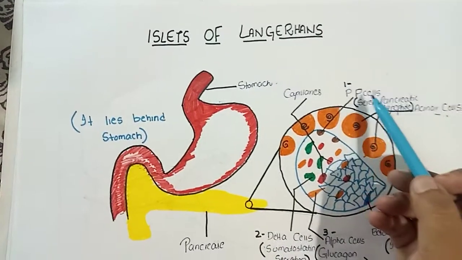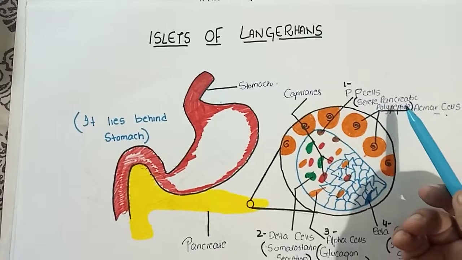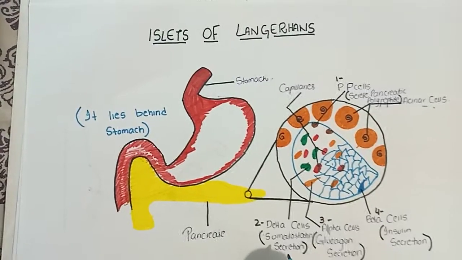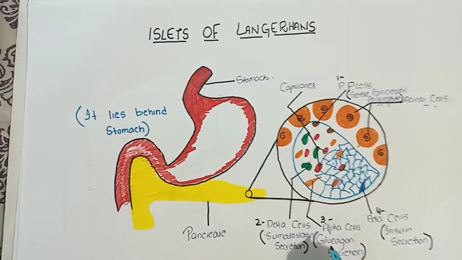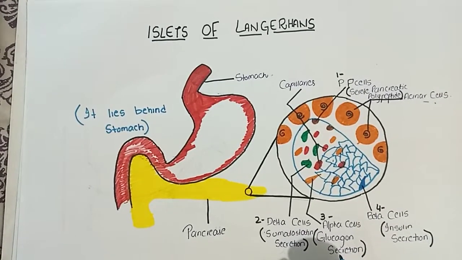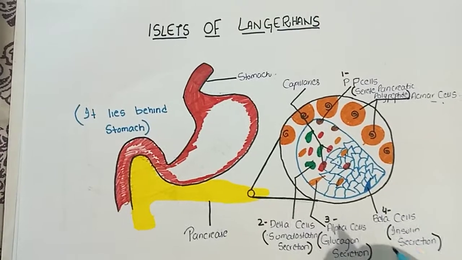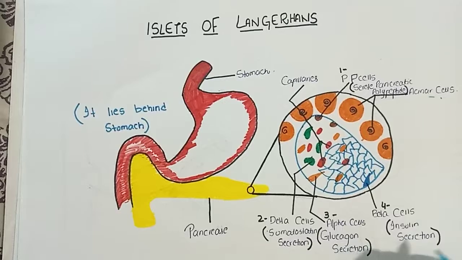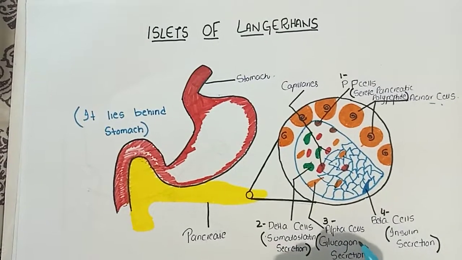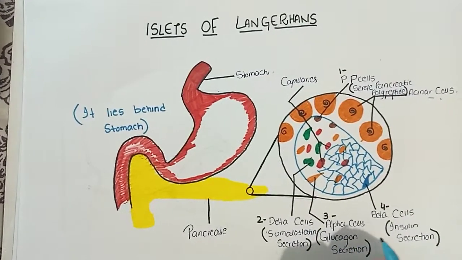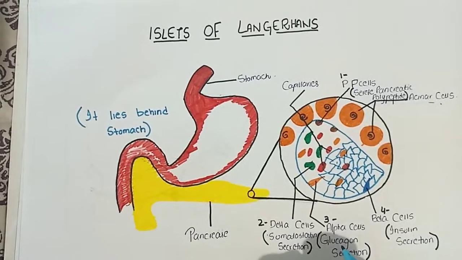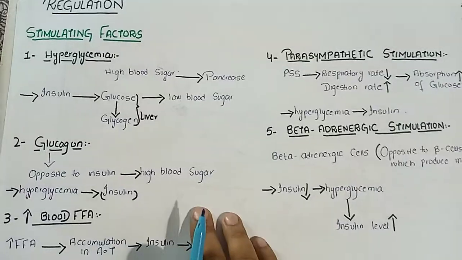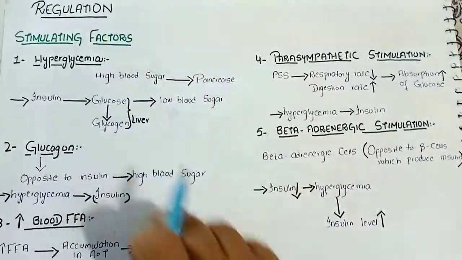The first one is the PP cell, secrete the pancreatic polypeptides. Delta cell, important in the secretion of the somatostatin. Alpha cells, which are important in the secretion of the glucagon, and the beta cell play important role in the secretion of the insulin. So now I will explain about the insulin and the glucagon and its regulation and the action. I will explain about the regulation of the insulin.